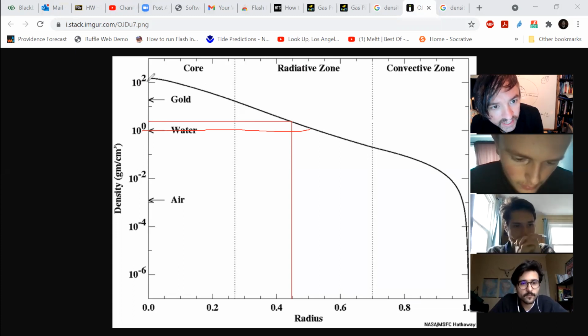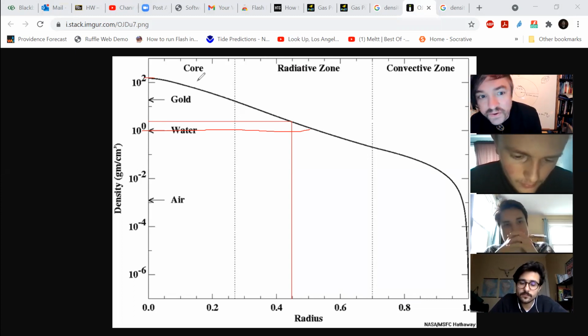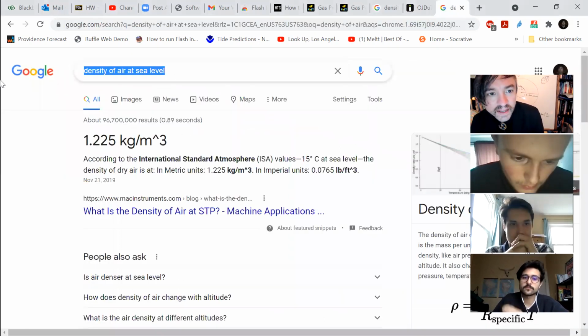10 to the power of 2 is 100, and it's gone over 100. Maybe it's like 200 grams per cubic centimeter. But here's where I really need you to understand some things about density.